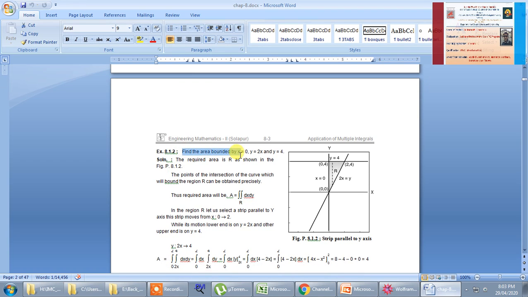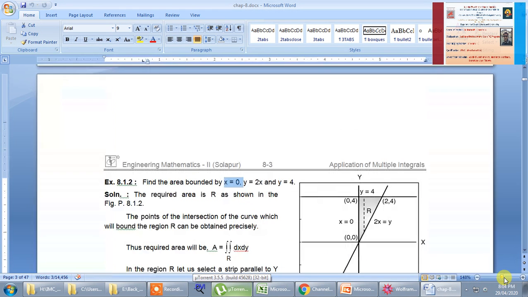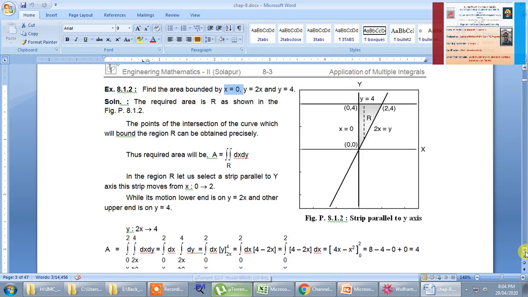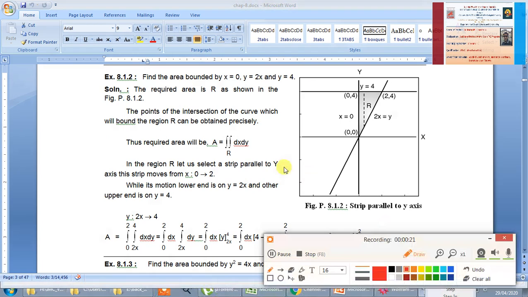Now let us find the area bounded by these three curves. The first curve is x equal to 0. You know that x equal to 0 is the equation of the y axis. X equal to 0 is here. So the first curve is x equal to 0.